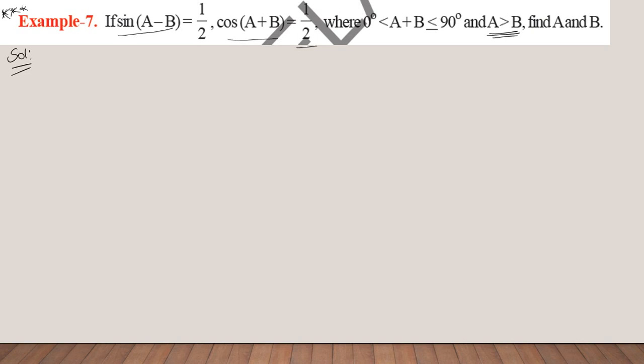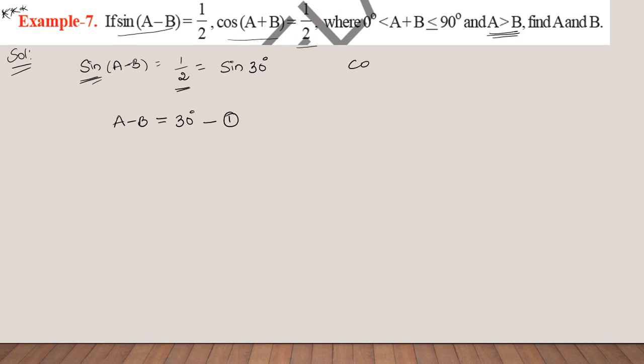Now let us see this. What is the first statement that is given? Sine of a minus b is equal to 1 by 2. Already in sine, where are we going to get 1 by 2? From the table we have learned that sine 30 degrees is nothing but equal to 1 by 2. So from this, on comparing both sides, I am going to get a minus b is equal to 30 degrees. So let it be equation number 1.